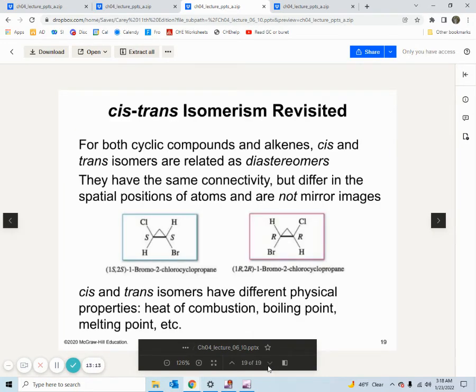Finally, a revisit of cis-trans isomerism. For both cyclic compounds and alkenes, cis and trans isomers are related as diastereomers. They have the same connectivity but differ in the spatial positions of atoms and are therefore not mirror images. We see this, for example, in the 1S,2S-1-bromo-2-chlorocyclopropane and the 1R,2R-1-bromo-2-chlorocyclopropane. Keep in mind that cis and trans isomers have different physical properties, including the heat of combustion, boiling point, melting point, and so forth.